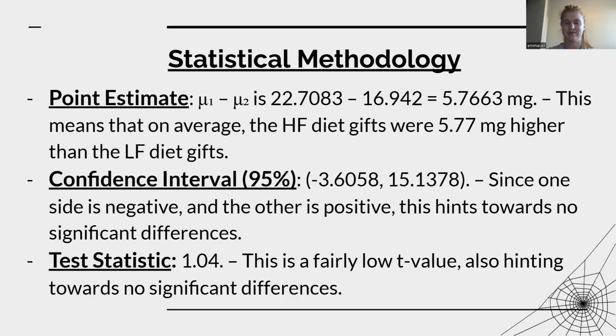And so our confidence interval went from negative 3.6058 to 15.1378. And what we gathered from our confidence interval is that since one side is negative and one side is positive, 0, which was our null hypothesis, falls in this interval, which means that there's no statistically significant difference between the mean weight of the gift for the high food versus the low food diet. And our test statistic was 1.04, which is a fairly low t-value, also hinting towards no significant differences.